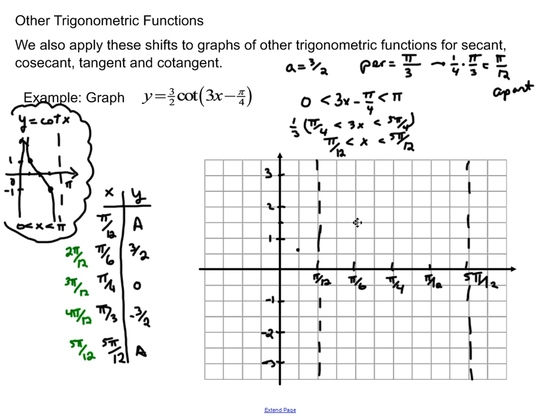So when I'm graphing this function, here are my major points. Pi over 6, I'm at 3/2. Pi over 4, I'm at 0. Pi over 3, I'm at -3/2, and my graph follows along these vertical asymptotes through these three key points and then back down along our vertical asymptote. And so here is an image of our basic cotangent function y equals 3/2 cotangent of 3x minus pi over 4. Okay, more to come.